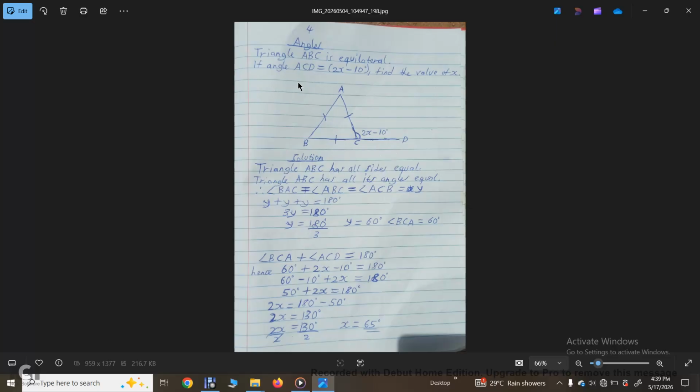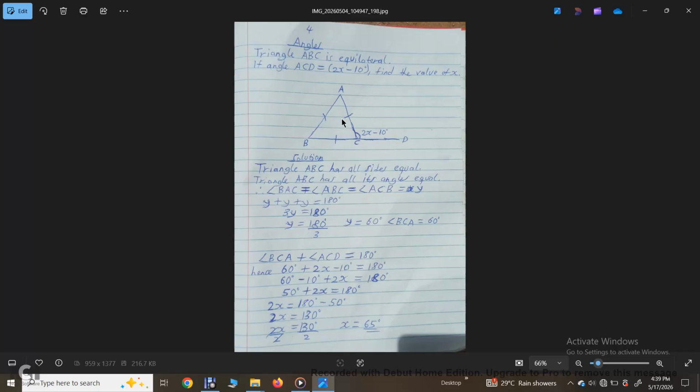This is the question. Triangle ABC is equilateral. If angle ACD is equal to (2x minus 10) degrees, find the value of x. This is the triangle. Please look at the triangle very well.